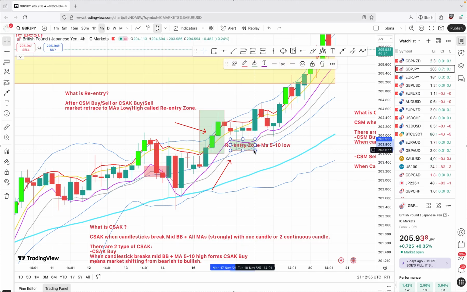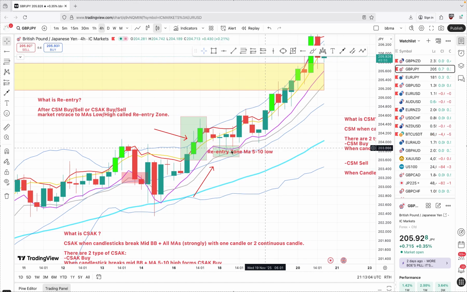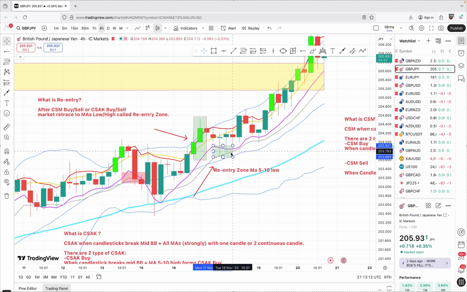I'm not coming to the point of how to take the entry. That part comes later. I will explain maybe in the next video or maybe in a fourth video, and I will explain time frame 2 and 3. So today I'll explain time frame 1, which is CSM buy, CSM sell, CSAK buy, CSAK sell, and re-entry zone, because in time frame 1 we need to mark the zones. We mark CSM buy. Now we mark the zone, and we will wait for the market to come to this zone.